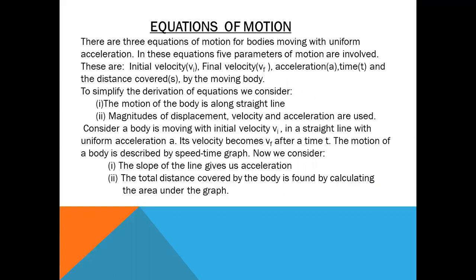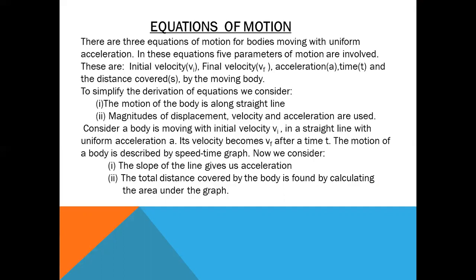Number one, the motion of bodies along a straight line. Number two, magnitudes of displacement, velocity, and acceleration are used. As you know, these are three vectors, but in deriving equations, we shall use only their magnitudes. So consider a body which is moving with initial velocity Vi in a straight line with uniform acceleration a. Its velocity becomes Vf after time t.